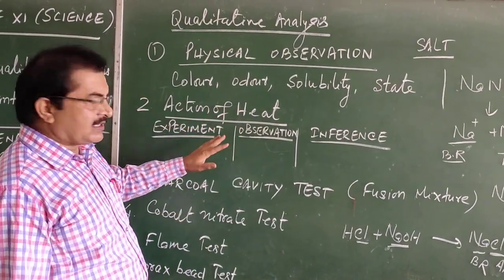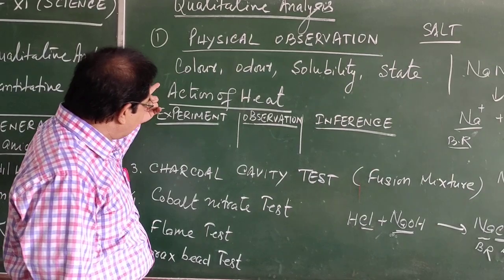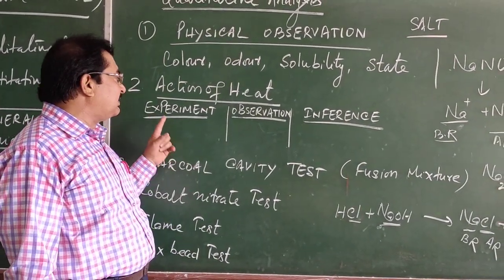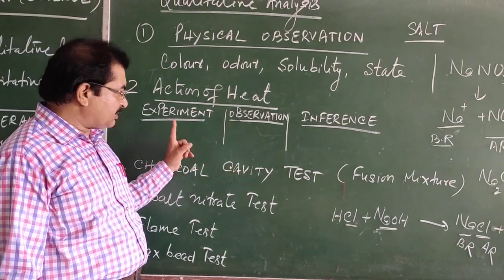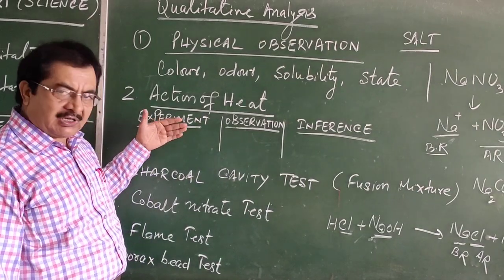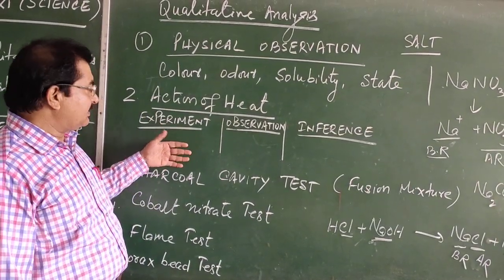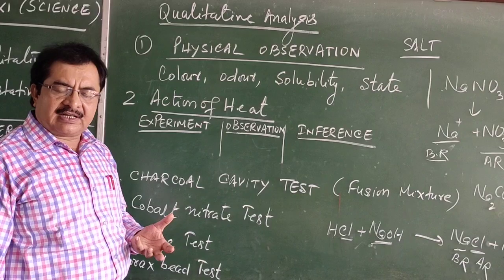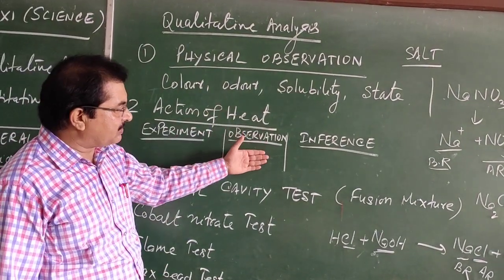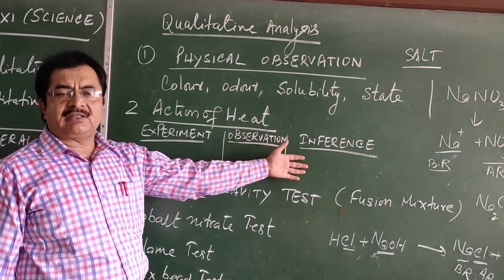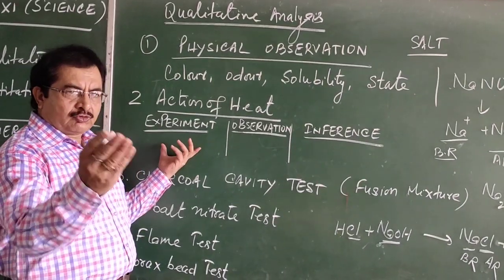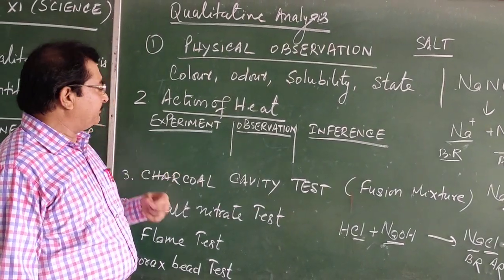Before starting action of heat, I want to tell you that from action of heat till the last experiment, everything we write in tabular form: experiment, observation, inference. Experiment you will write in passive voice, like a small, well washed bright test tube is taken, a small amount of salt is taken. What happens, that we write in observation, and what result we get, that we write in inference. Just I will show you the physical observation back on what will happen.